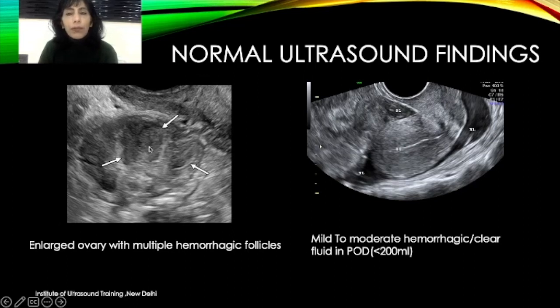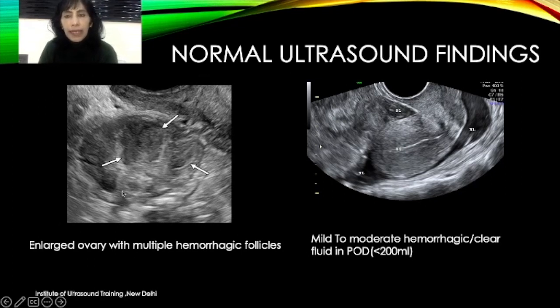Now, if I just show you like this and I don't tell you that this is post-oocyte retrieval, you would think these are endometriotic cysts or hemorrhagic cysts. But they are just hemorrhages into the follicle. In a way, yes, they are hemorrhagic cysts, and they will improve after some time. So you don't need to bother about this finding.